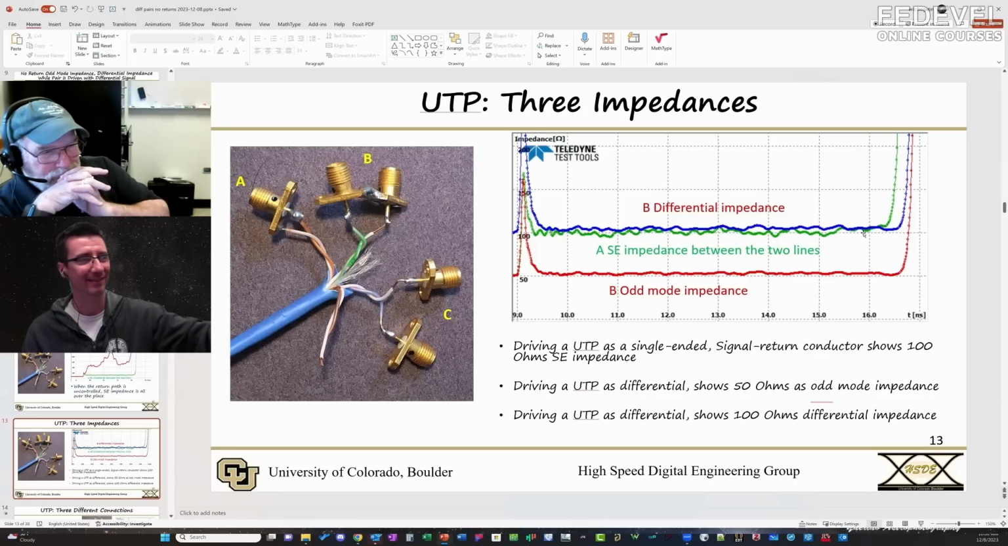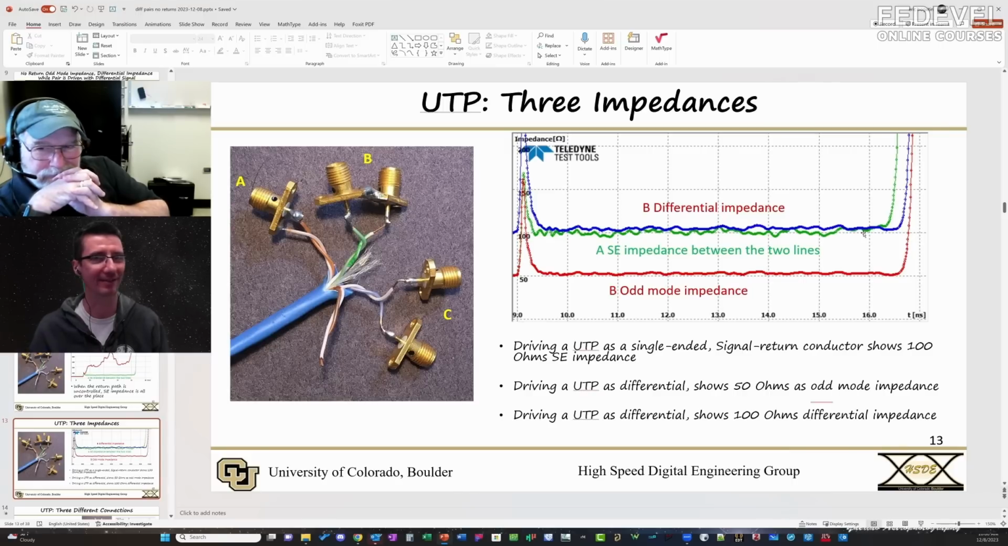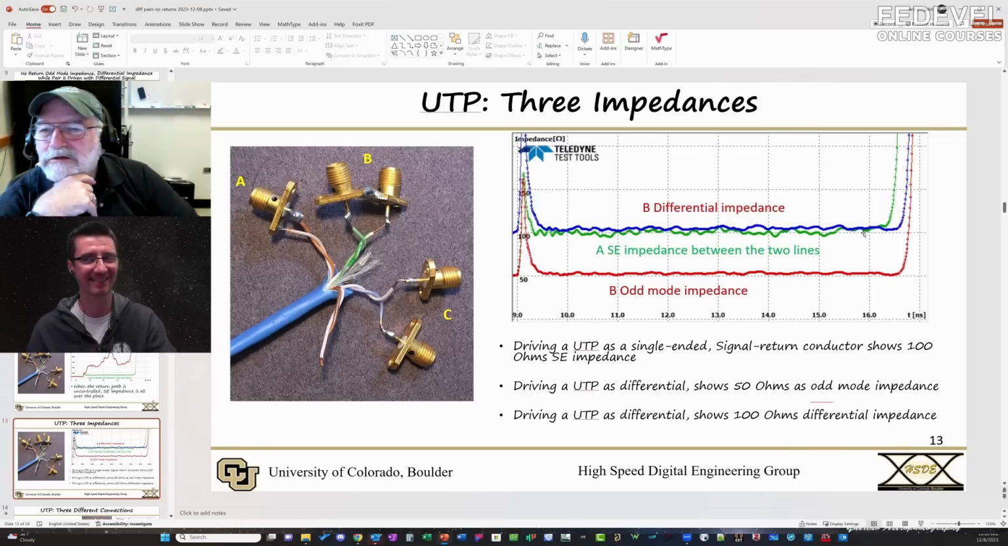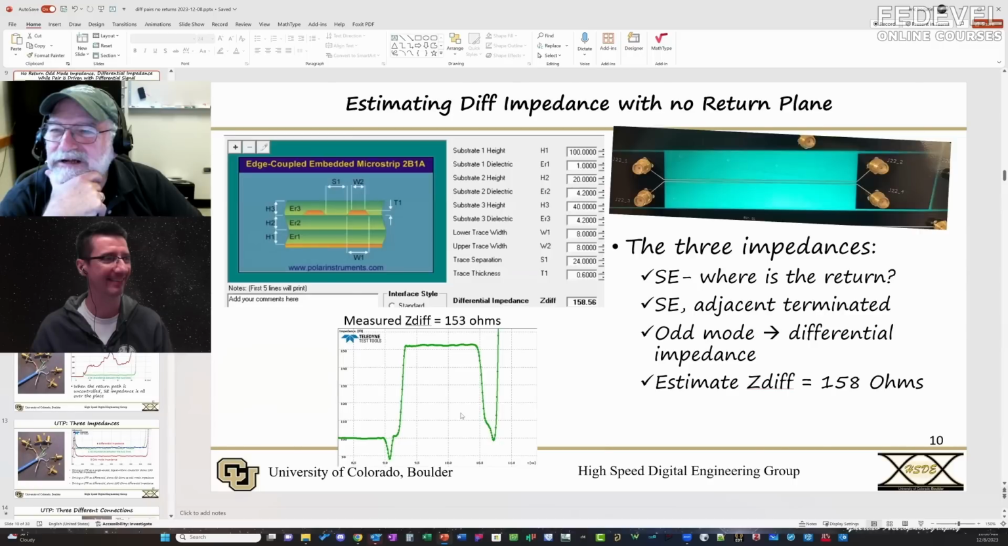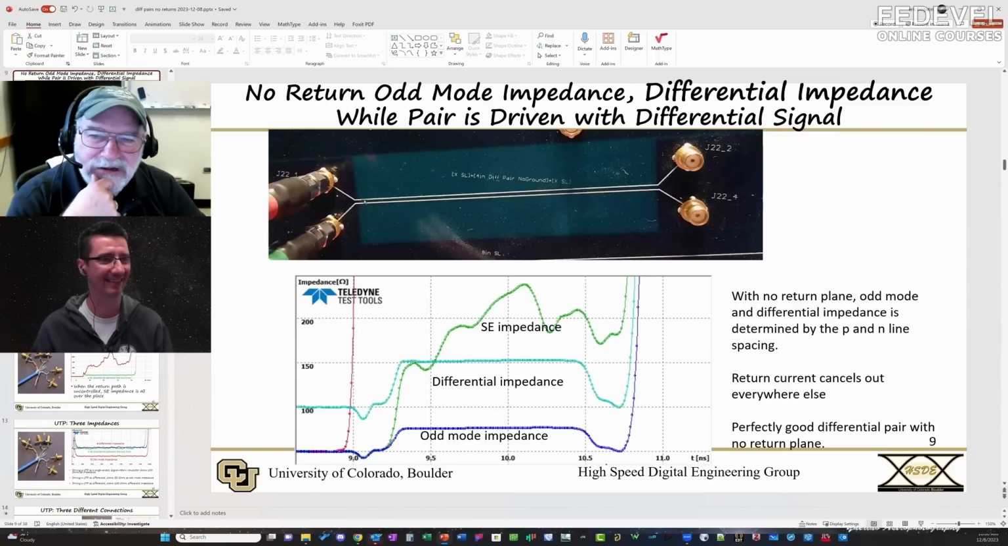One more thing. How does it look when you remove the ground from the PCB under the differential pairs? Can we see this? Sure. So I'll do the same thing with this example. I took the plane away. So here is the single-ended impedance.